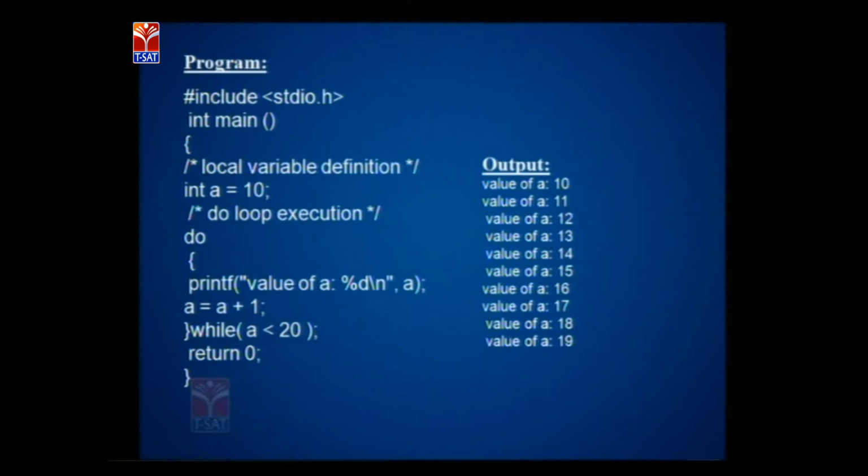Let us draw a difference between the while loop and the do while loop. A while loop is called an entry control loop, whereas a do while loop is called an exit control loop. Under the while loop, first the test condition will be checked and then the statement will be executed and the body of the loop will be shown. Under the do while loop, first the body of the loop will be given and then the condition will be checked.